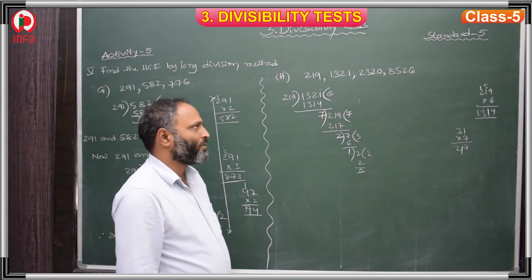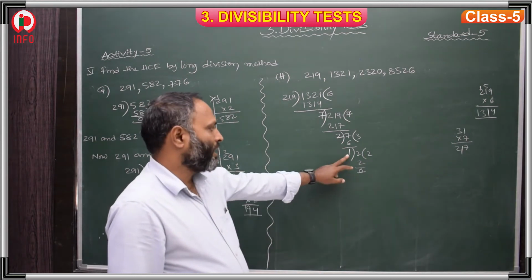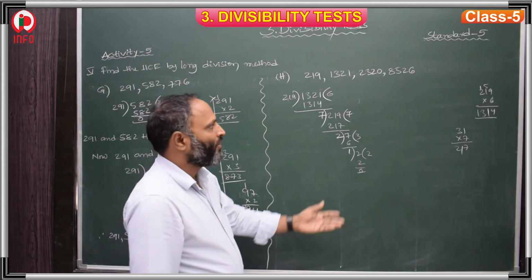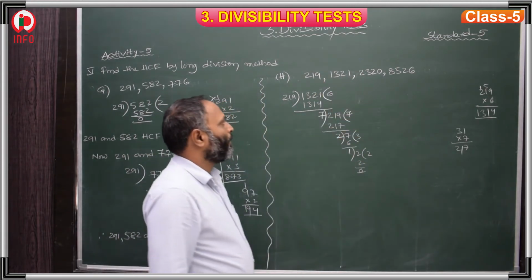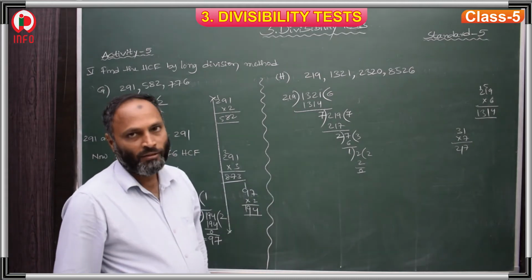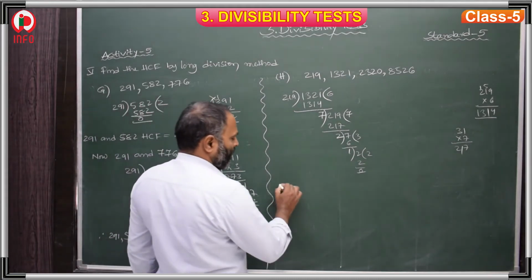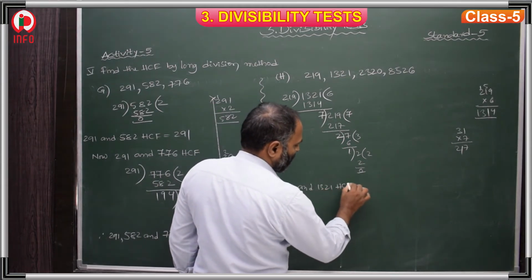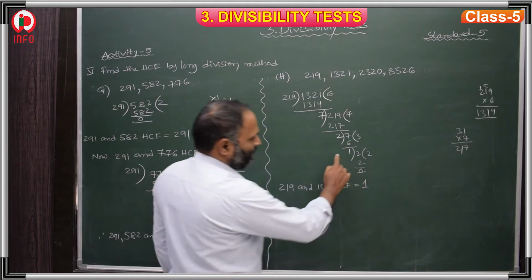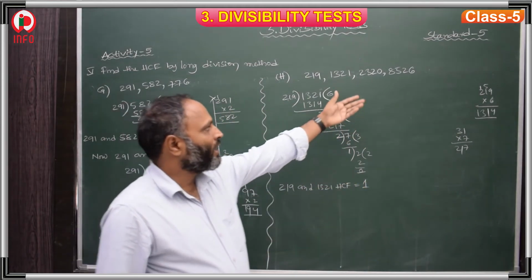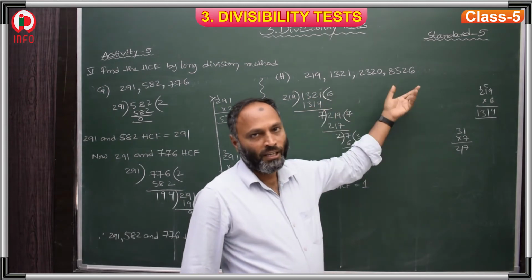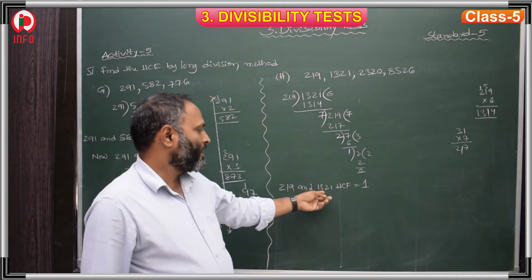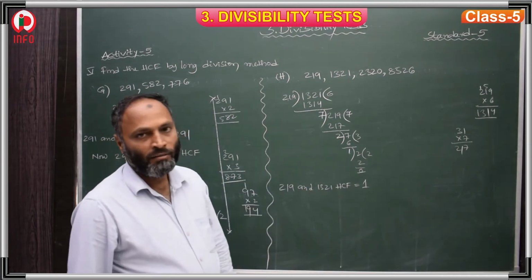If 1 is the HCF, it means co-prime numbers. If the least number comes here, then that is the HCF. No need to do this. Why? Because these 2 are co-prime numbers, with only 1 as a common factor. Therefore, 219 and 1321 HCF is equal to 1. If this HCF is 1, no doubt the others will also give 1 only. No need to do this again. What is the HCF? 219, 1321 HCF is 1.